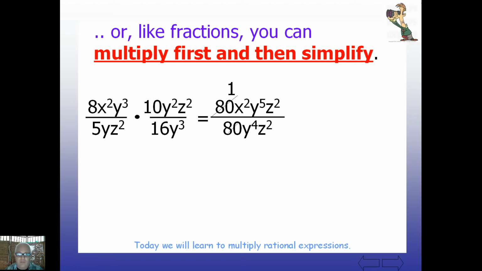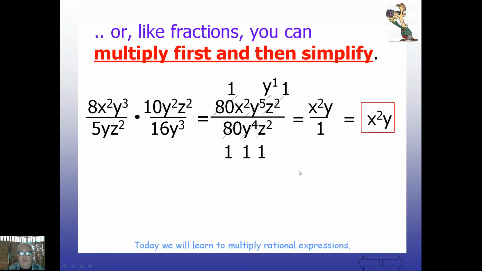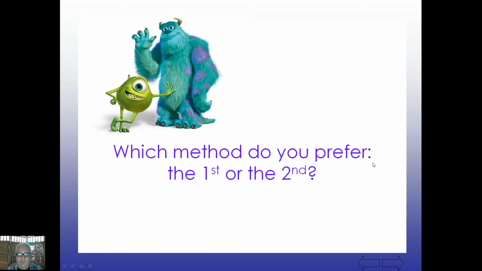It's certainly simple to see the 80's cancel. I don't see any x's in the denominator, but I do see some y's and z's. So the y's will reduce, the z's will cancel, and now you're done. Either way you go, notice we end up at the same spot. If you like to reduce first and then multiply, that's fine. Multiply first and then reduce, that's fine too. You end up at the same destination. I prefer the second one myself. I like to multiply, get some nice easy numbers, and reduce. If you need a calculator to multiply some larger ones, no problem. Just grab one and go.